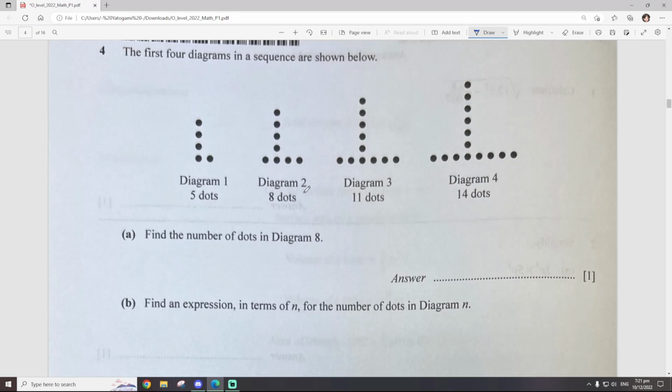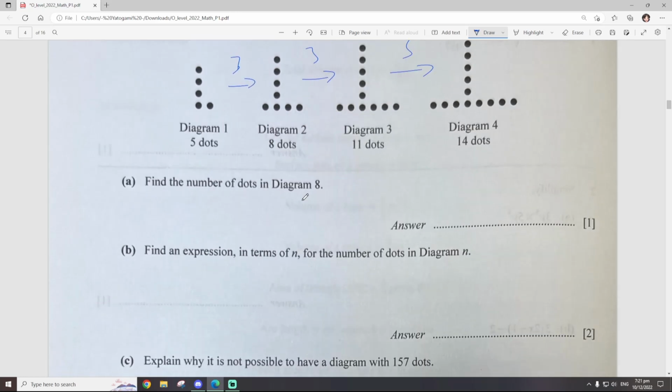We have the first 4 diagrams in the sequence. Find the number of dots in diagram 8. You can see that there's a common difference of 3 for each diagram, so this is an arithmetic sequence. Find the expression in terms of n for the number of dots. Let's actually answer part B first. You will get 3n plus 2, and you can use this formula to find that diagram 8 will be 26.